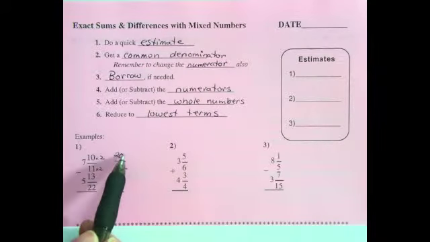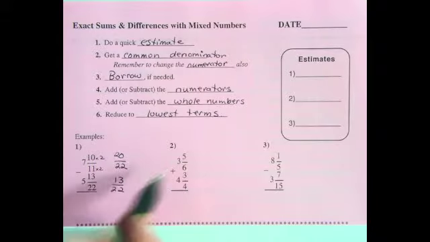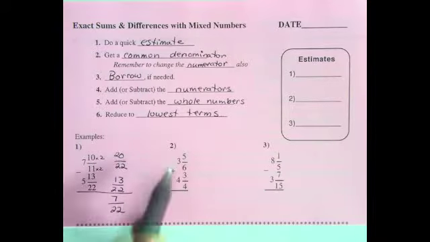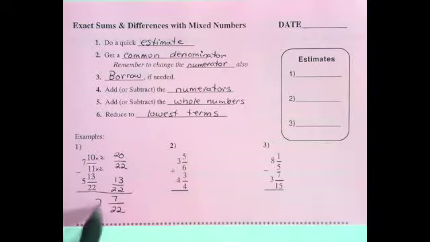Subtract those numerators. 20 minus 13 is 7. Leave the denominators the same and subtract those whole numbers. Check to see, is this lowest terms? Well, 7 is prime. The only thing that goes in there is 1 and 7. And 7 doesn't go into 22, so we are in lowest terms.